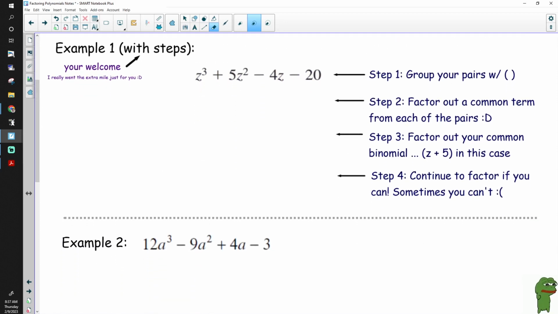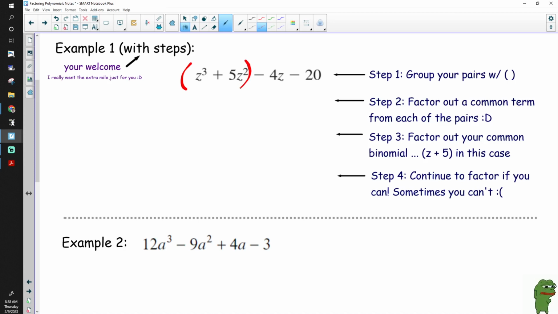Now, its name is not very clever because the first step you are going to take is called grouping your pairs. Since this has 4 terms, our first pair is the first 2 terms, and our second group is our last 2 terms. In math, we group things with parentheses. So the first 2 terms, you're going to put parentheses around them. Group them together. Z to the third plus 5z squared are now a group.